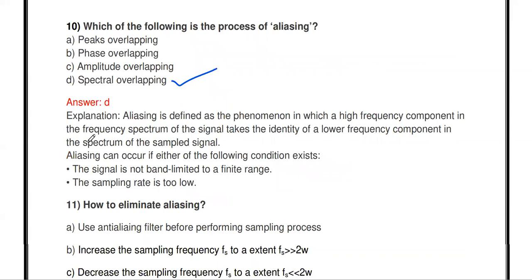In which condition can aliasing occur? In two cases. One is the signal is not a band limited signal in a finite range, and the other is the sampling rate is too low, that is, fs is selected much less than 2 fm. In these two conditions we get what is called aliasing.